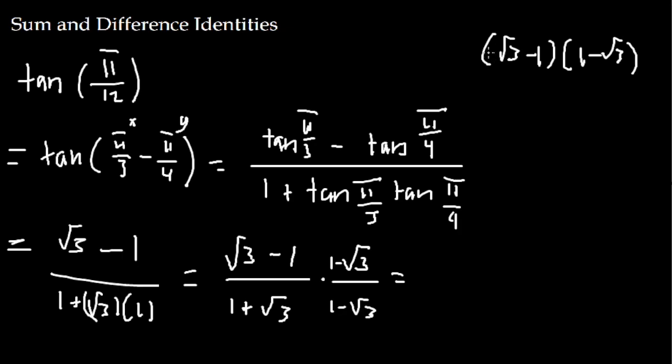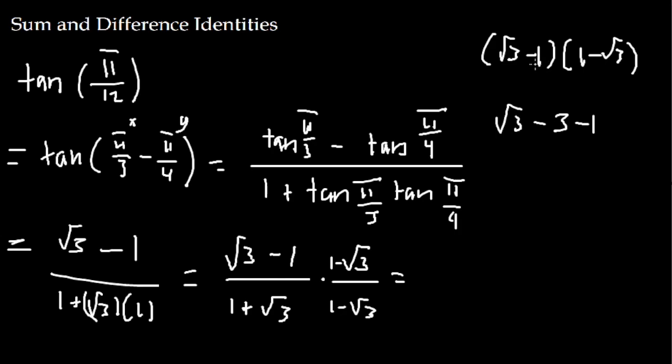Now, for FOIL method, first, square root of 3 times 1 is square root of 3. Plus outside, square root of 3 times negative square root of 3 is equal to negative square root of 9, which is equal to negative 3. Next, inside, negative 1 times 1 is negative 1.